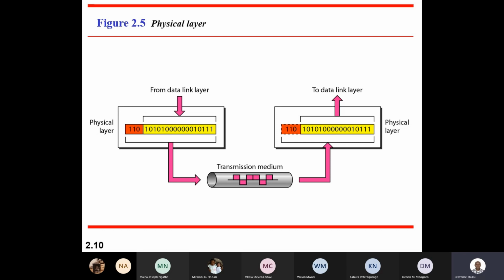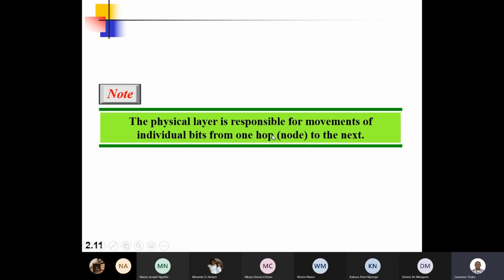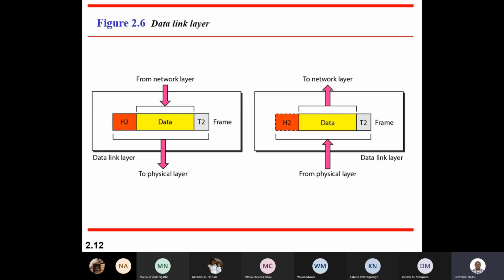Now, it connects towards the transmission media, and of course the transmission media is able to carry the data in terms of zeros and ones from the sender towards the receiver, okay? So the physical layer is basically responsible for the movement of individual bits from one hop to the next, okay? So in this case, it provides us with that transmission of data from point A all the way to point B.